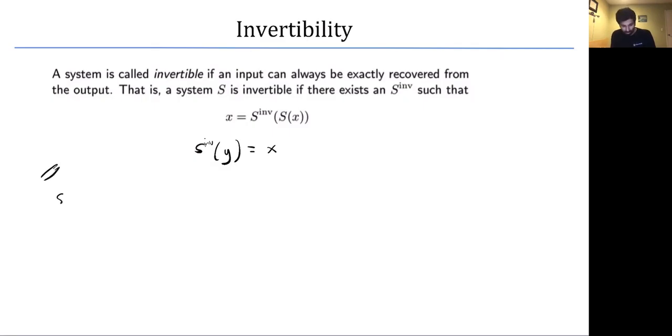Here is the squaring system, right? The squaring system, which was something like y of t equals x of t squared. So that's the squaring system. Now the question for you, as a check your understanding, is this system invertible?